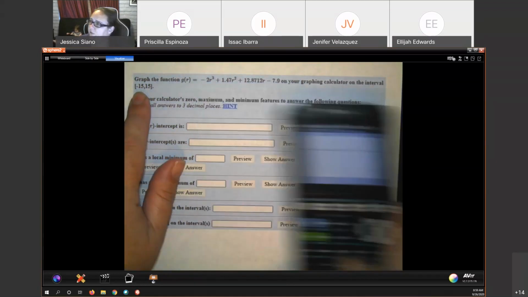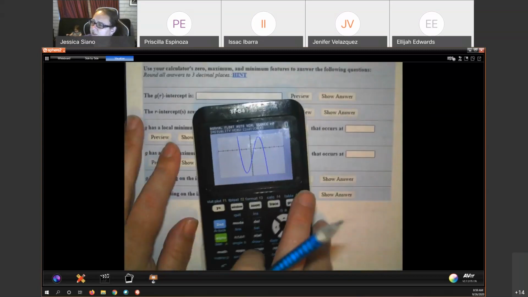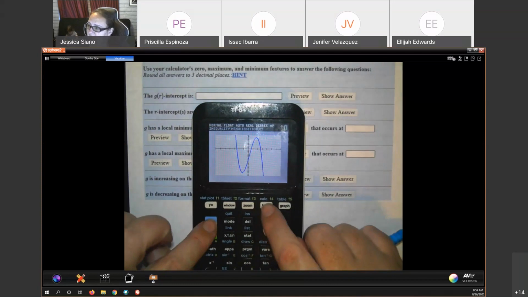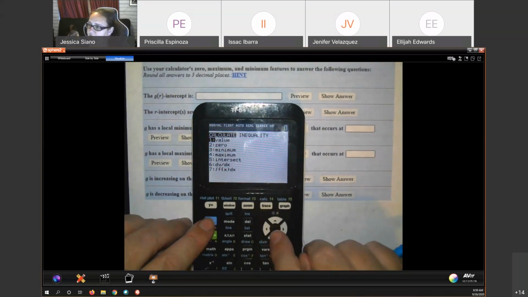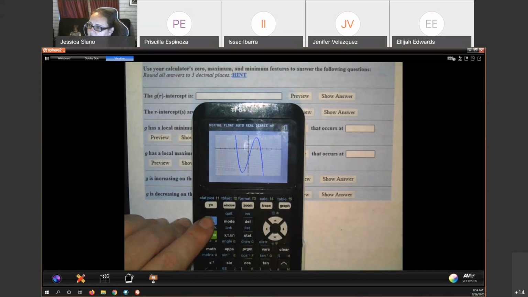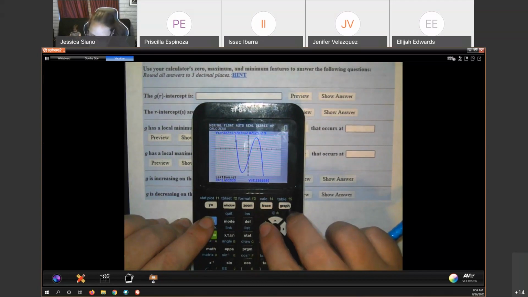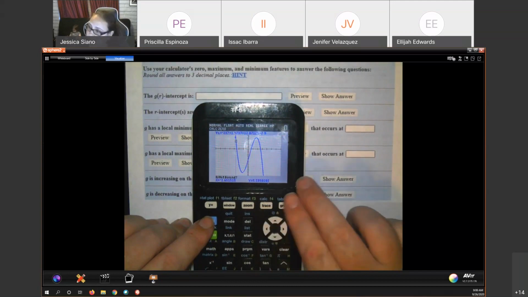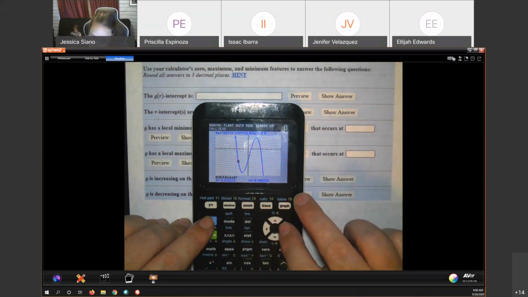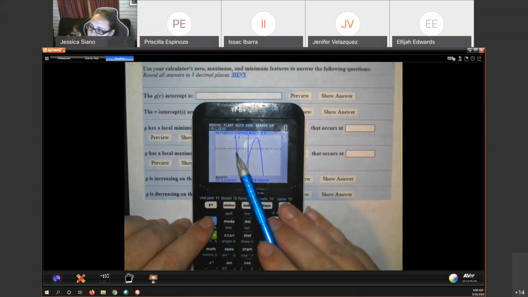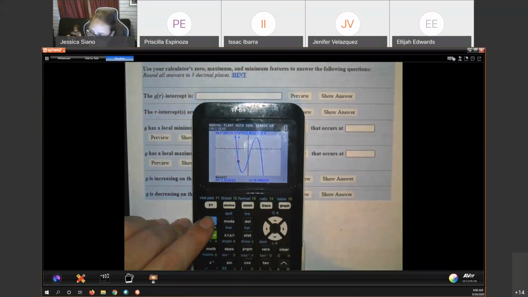Okay, so first, remember to find the zeros. We're going to press second and then trace to get to calc. Choose option 2 for zeros. Take your cursor, move it anywhere to the left of that first 0, and then press enter. Anywhere to the right of that first 0, and then press enter. Basically you're asking the calculator, in between these two places, where does this cross the x-axis? So press enter one more time to get past guess.